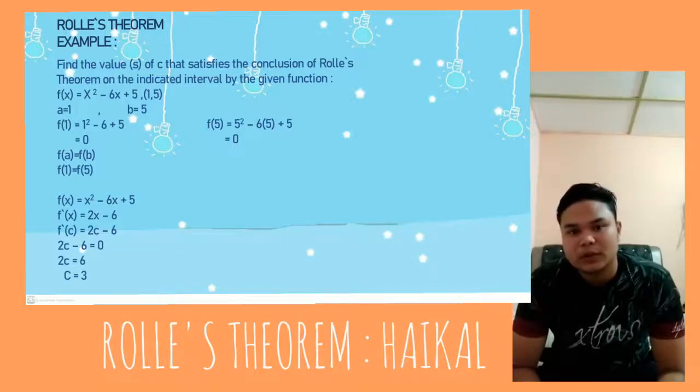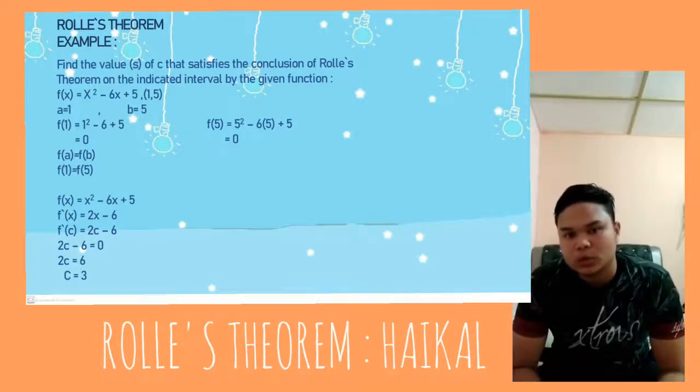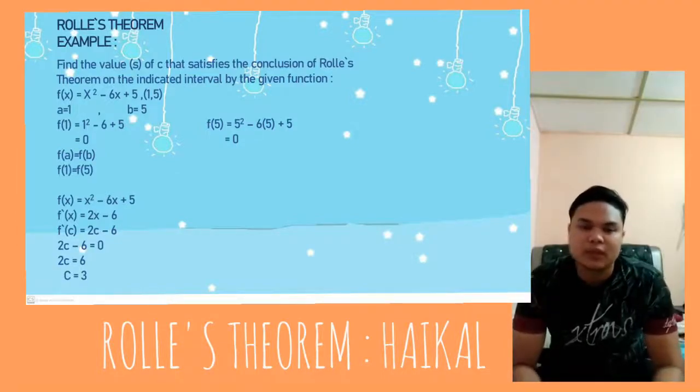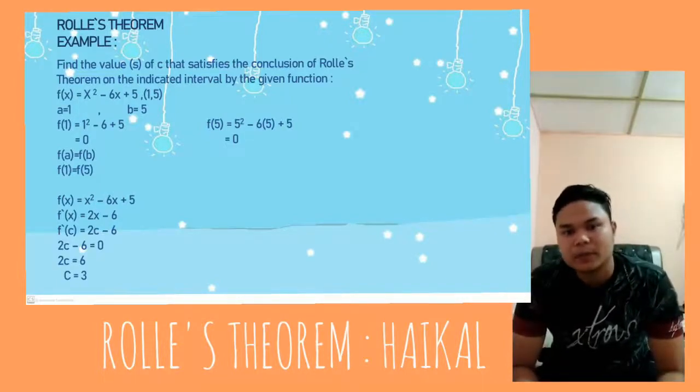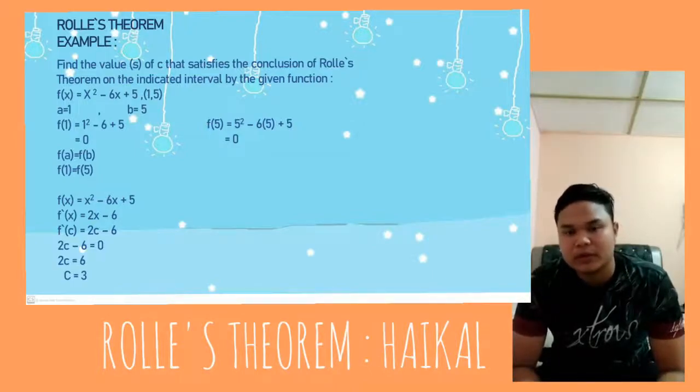For the a value, if we substitute it, we can see the answer equals 0. And for the b value, when we substitute it, we can see the answer is also 0. It tells us that f(a) equals f(b), which is f(1) equal to f(5). It tells us that the question already satisfies the first condition. Next, we look for the second condition, which is f prime c equal to 0. f prime c is actually f prime x, which is the differentiation of f(x).